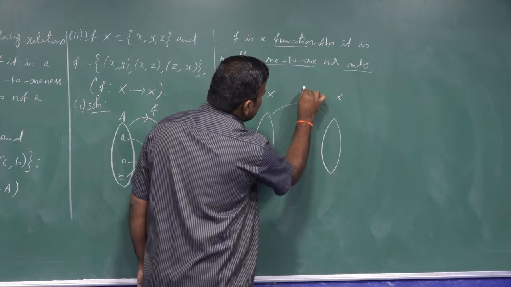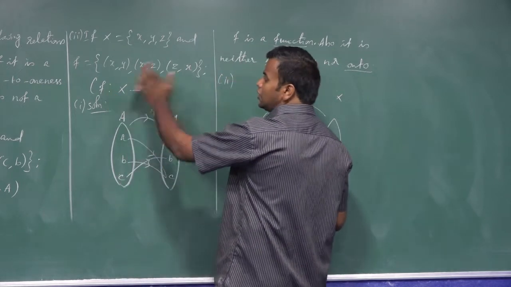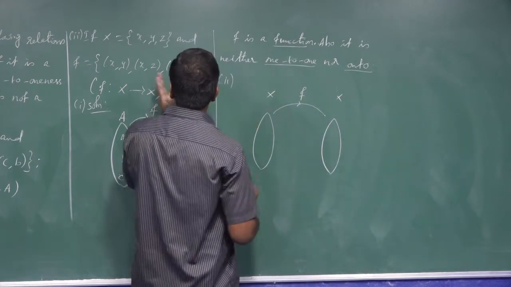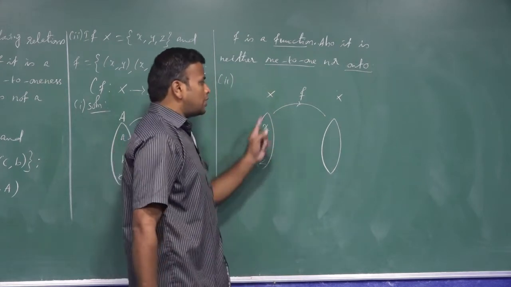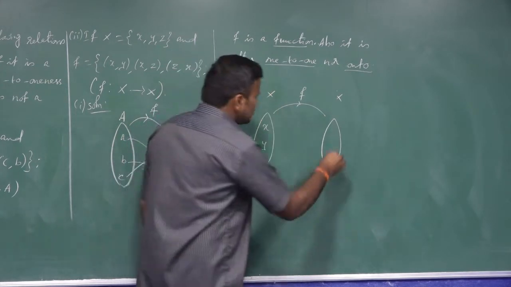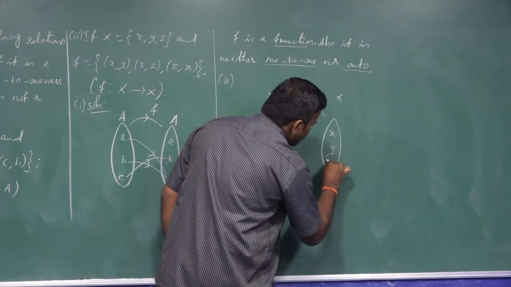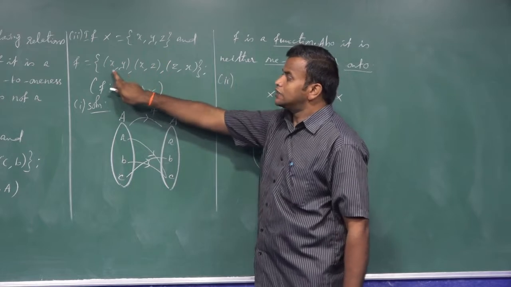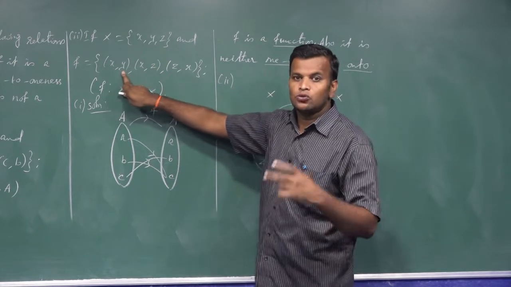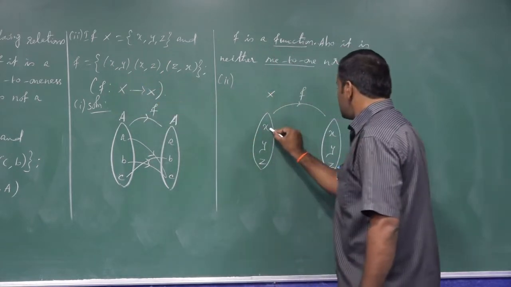The relation is called f. You see, the relation is called f. The elements of X are x, y, z. So here also x, y, z. Now, you see the ordered pair (x, y). So x is mapped with y. So x goes to y.